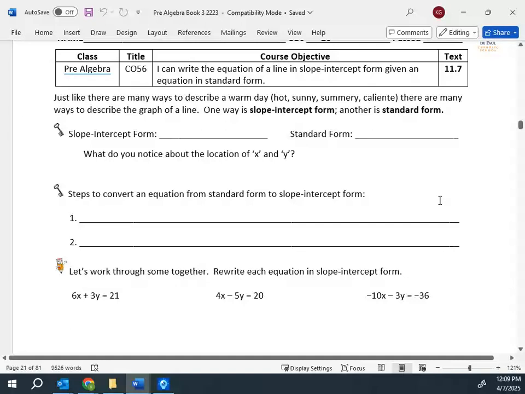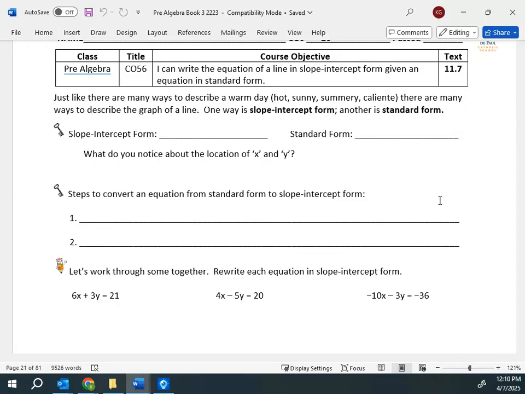Good afternoon. Today we are continuing on with that slope-intercept form. We are doing CO56. I can write the equation of a line in slope-intercept form given an equation in standard form.